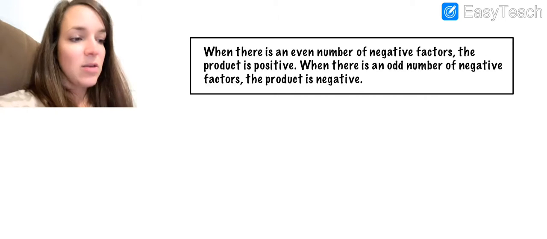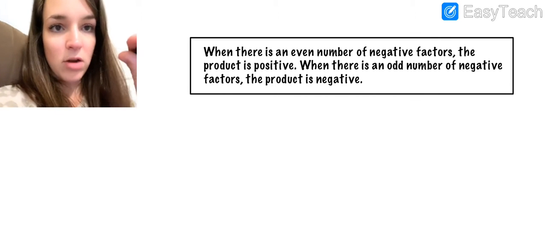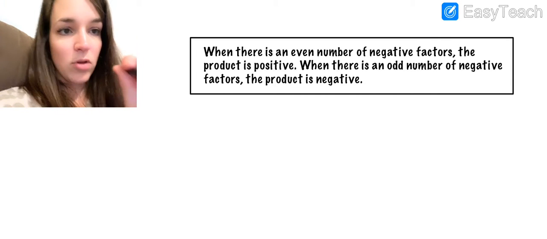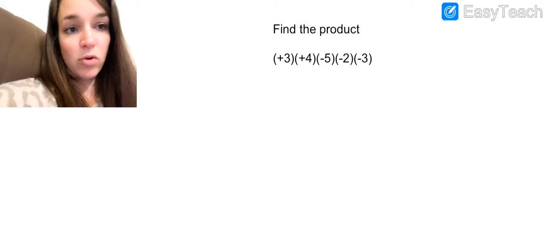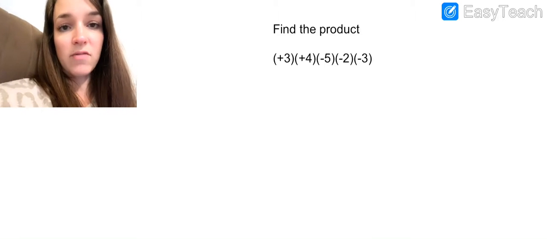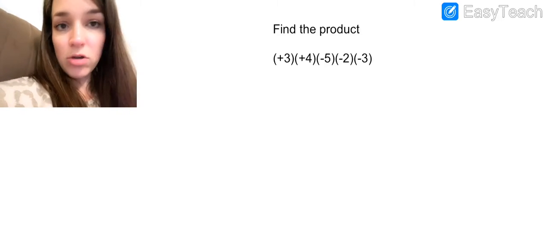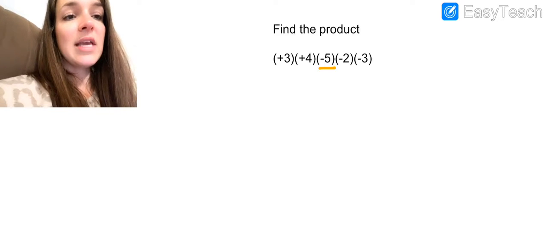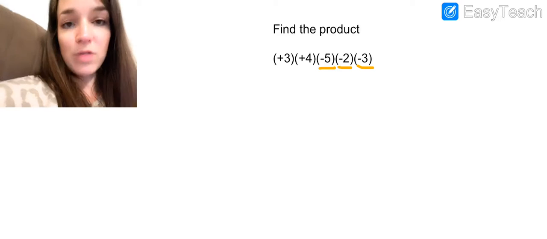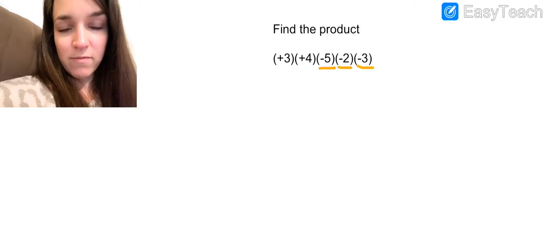So let's see what that looks like when we play it out a little bit. Let me get my example open here. If we want to find the product of +3 times +4 times -5 times -2 times -3, we could just go left to right, but already I want you to look. There are 3 negative numbers. So what do you think the answer is going to be? Positive or negative?